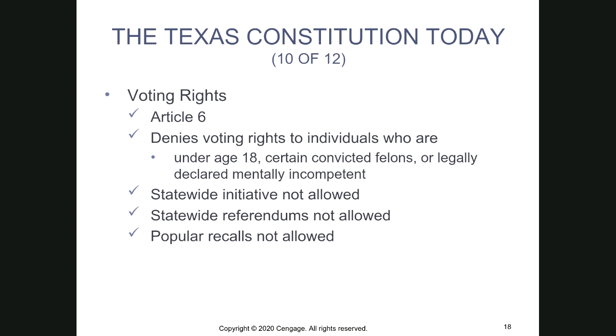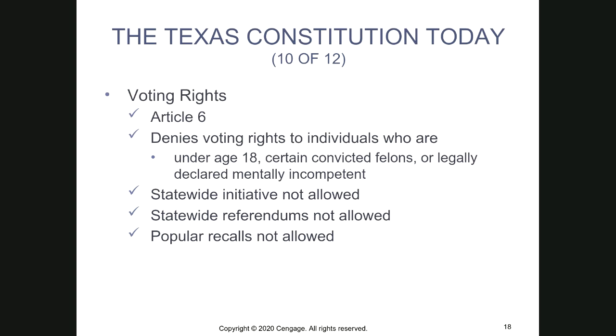So Article 6 is going to deny voting rights to individuals who are under the age of 18. That one's easy. Minors can't vote. Certain convicted felons. This part is a little bit more difficult. It doesn't mean that anyone with a felony conviction can't vote. It means that anyone who is still serving their sentence in any way can't vote. So if you're on some kind of supervised release, like probation or parole, or if you're still currently incarcerated as the result of a felony, then you are not able to exercise your right to vote. You are prohibited from voting in Texas.